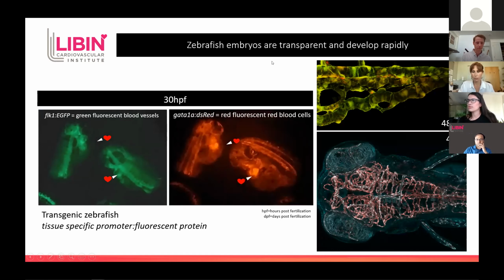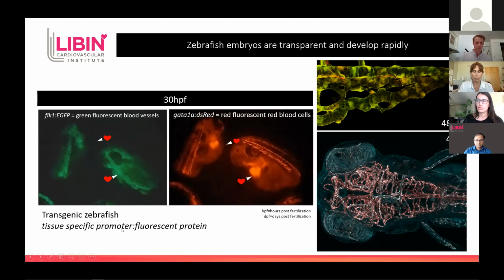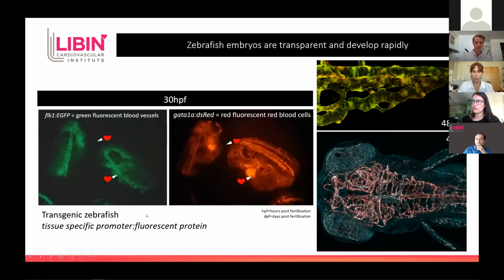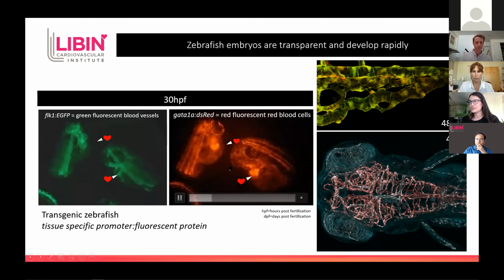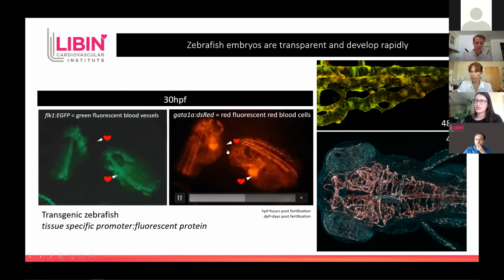Two of the transgenic zebrafish lines I use in the lab are a green fluorescent blood vessel transgenic line. A transgenic line is a tissue-specific promoter that's driving a fluorescent protein. So this allows us to visualize the live development of blood vessels in our zebrafish embryos. The other transgenic line, which is my favorite, is GATA1 DsRed, and it is red fluorescent red blood cells. It's really interesting to visualize the blood circulating through your embryos.